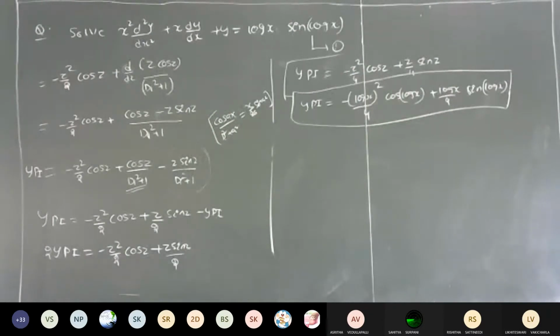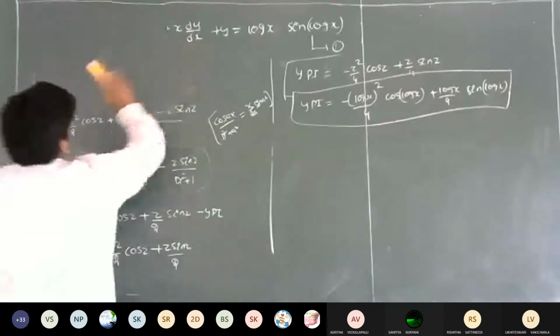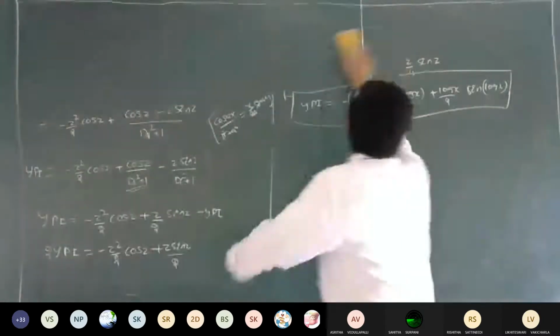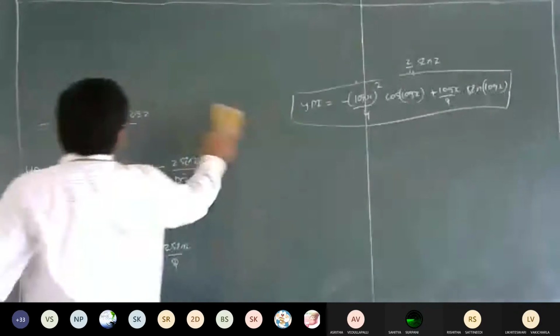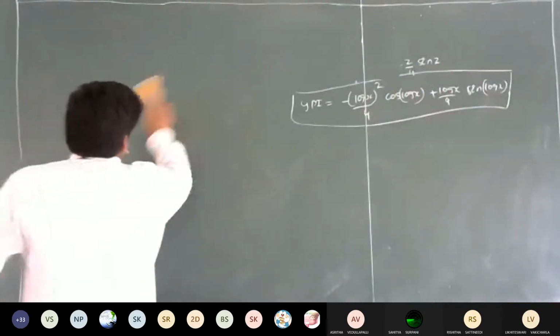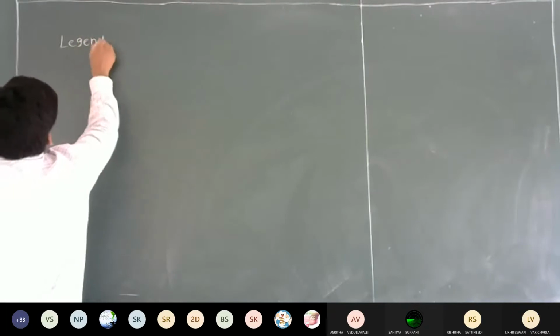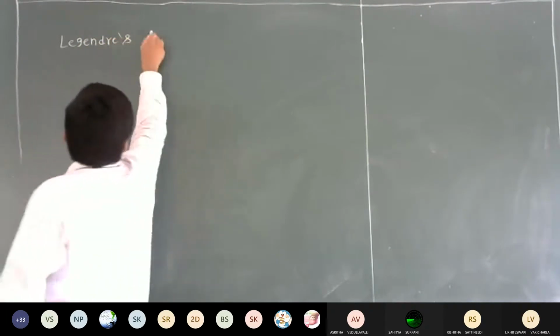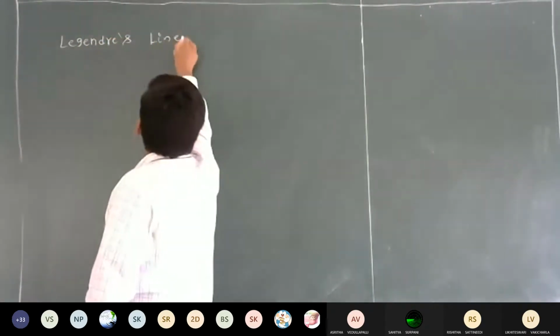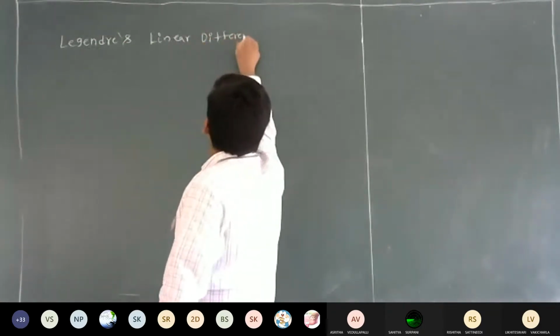Yeah. So the next and last topic of this unit is the Legendre differential equation. It also looks like a homogeneous type, but it has a separate form. So write down Legendre's linear differential equation.